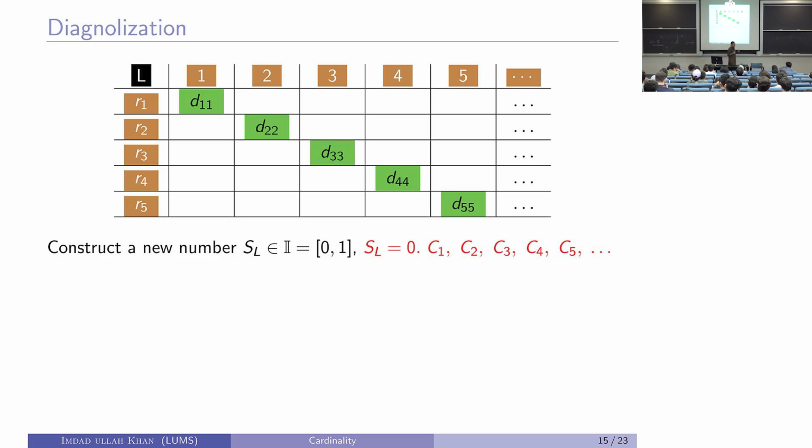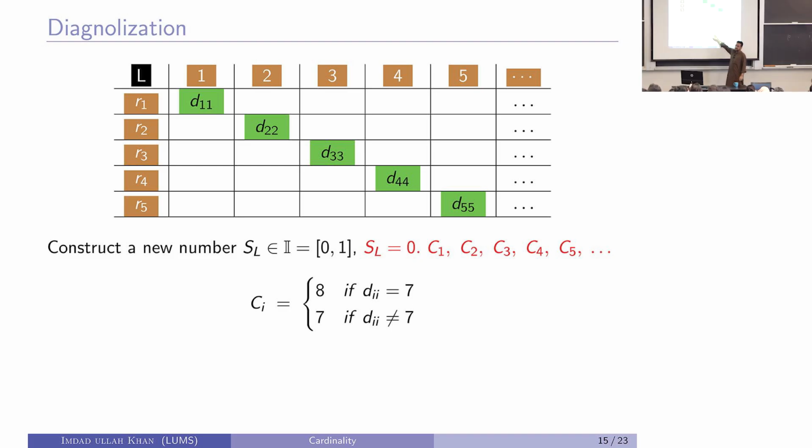The way I make this very challenging number is as follows. Very simple rule. I look at these green numbers on the diagonal. If the first digit of the first number, D11, is 7, I make C1 not 7, I make it 8. And if D11 is not 7, then I make it 7. Why I do it will be clear in a minute, but is this construction clear? Yes, it's written there, no?